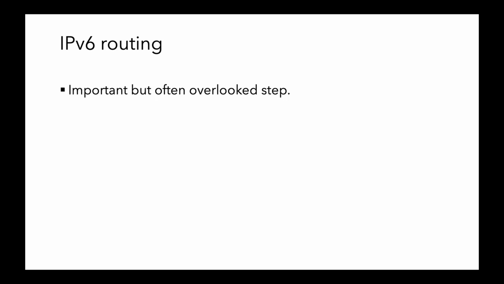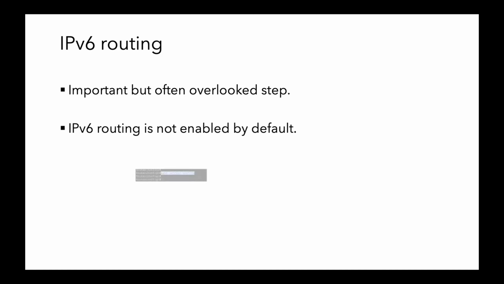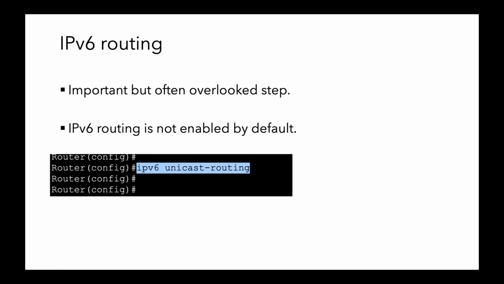Next, we have IPv6 routing. This is an important but often overlooked step when configuring IPv6 on Cisco routers. IPv6 routing needs to be enabled. On Cisco routers, IPv4 routing is enabled by default, but IPv6 routing is not. The solution takes only a single command, IPv6 unicast-routing, which enables IPv6 routing on the router.